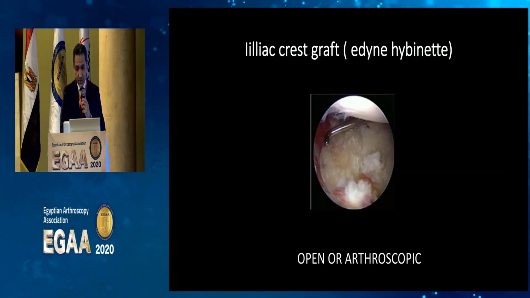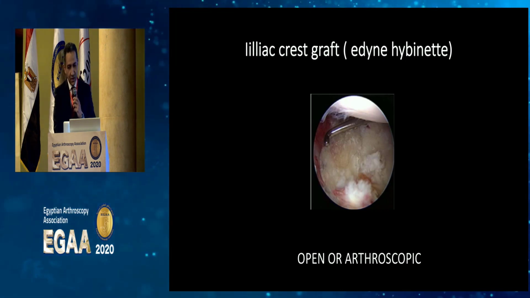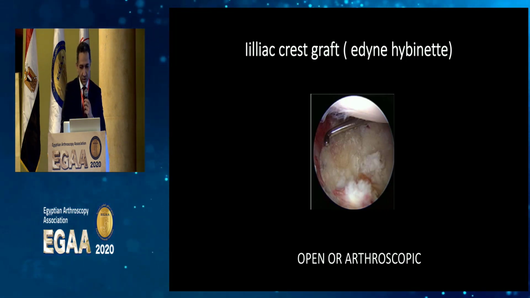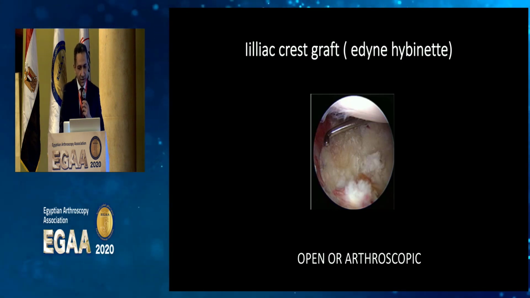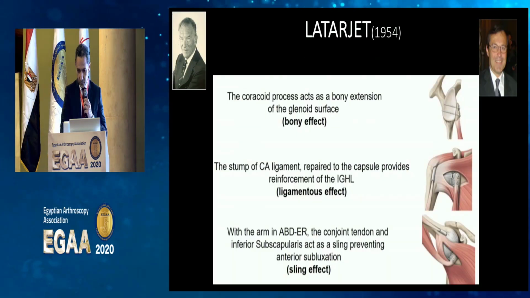The Eden-Hybinette procedure can be done either open or arthroscopic, and I think at the start of the learning curve, it's much easier to start with an arthroscopic iliac crest graft rather than an arthroscopic Latarjet, which is more difficult arthroscopically. The Latarjet procedure is an anatomical repair technique in which the coracoid process and its conjoined tendon are transferred to the anterior glenoid.